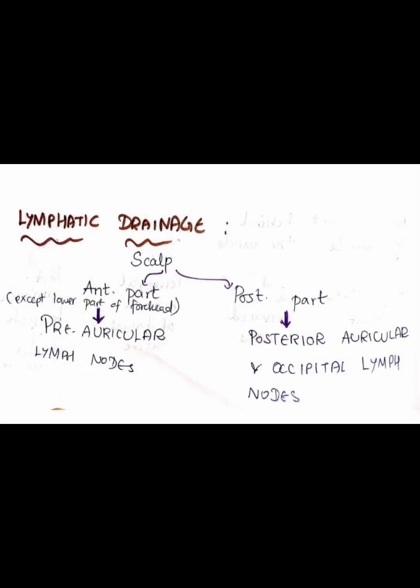Finally, we will see about the lymphatic drainage of the scalp. So scalp can be divided into anterior part and posterior part. The anterior part is drained by preauricular lymph nodes except the lower part of forehead. The posterior part is drained by posterior auricular lymph nodes and occipital lymph nodes.